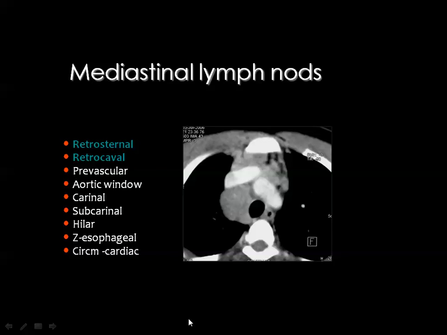Then, a few words about the mediastinal lymph nodes. Normal mediastinal lymph nodes are not seen by imaging, and the lymph nodes are only seen whenever they are enlarged. You have 9 anatomic sites for lymph nodes in the mediastinum. The first site is posterior to the sternum, and this is known as the retrosternal or internal mammary group of lymph nodes. The second site is posterior to the superior vena cava, and this is known as the retrocaval lymph nodes.